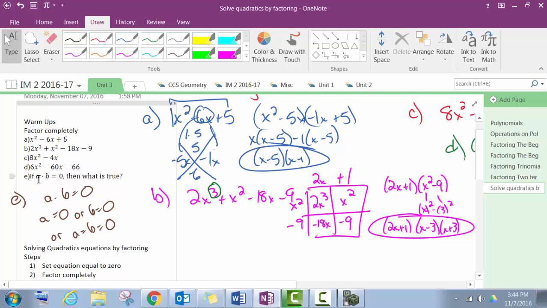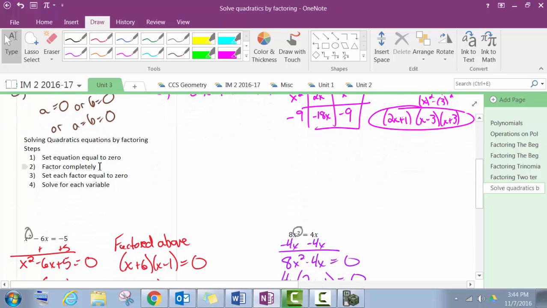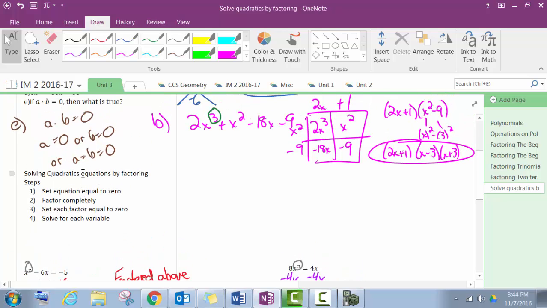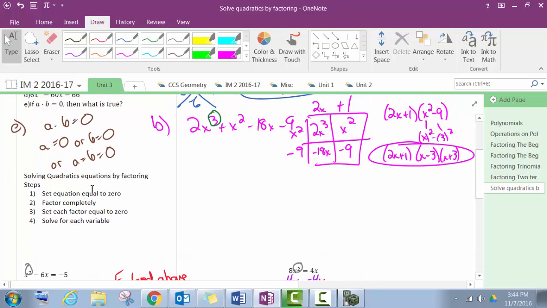Now the last question here, if a times b equals 0, then what is true? Well, if something times something is 0, then either a is 0, b is 0, or they're both 0. And that's what we're going to use here. So to solve quadratic equations by factoring, you set the equation equal to 0. So you get the whole thing equal to 0 right away. Then you factor completely, like what we've been doing. 2 terms, 3 terms, 4 terms, doesn't matter. Set each factor equal to 0. And then since they're all factors, something times something equals 0, we can do this property and solve for each variable.